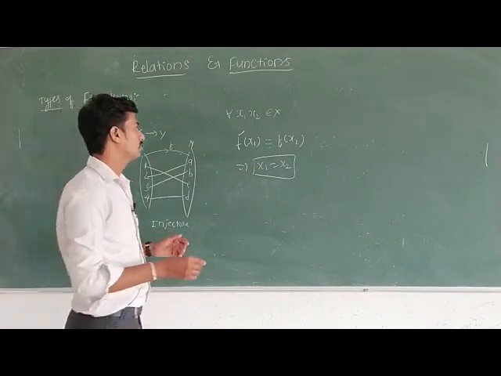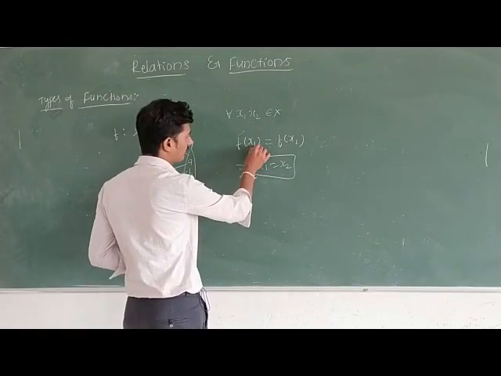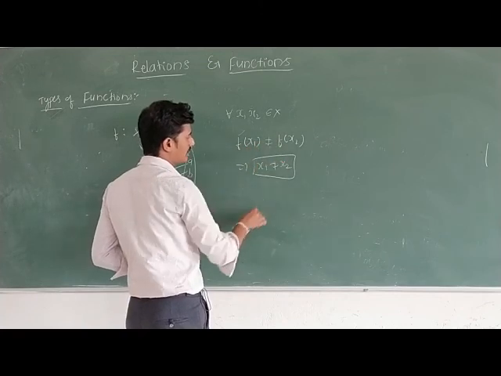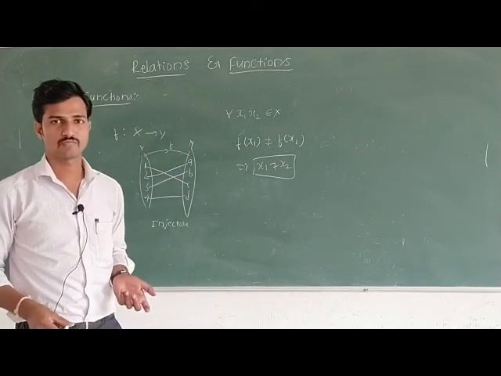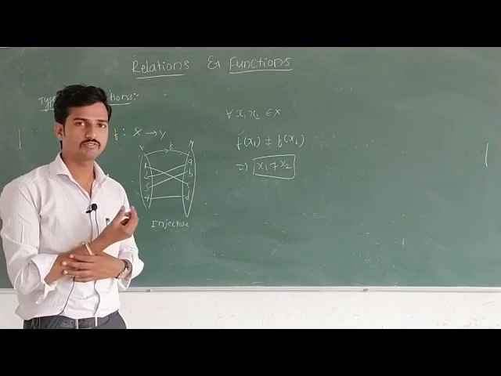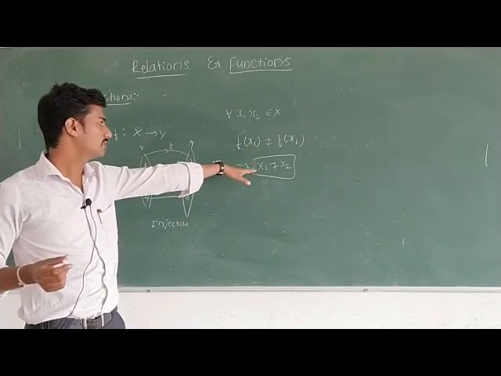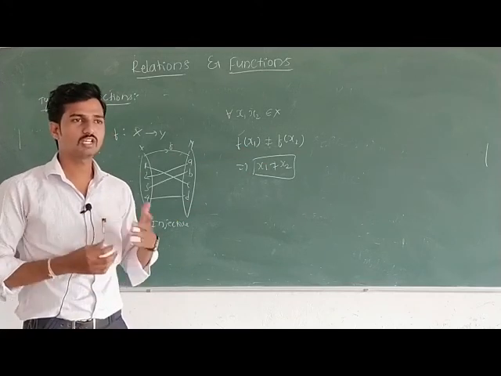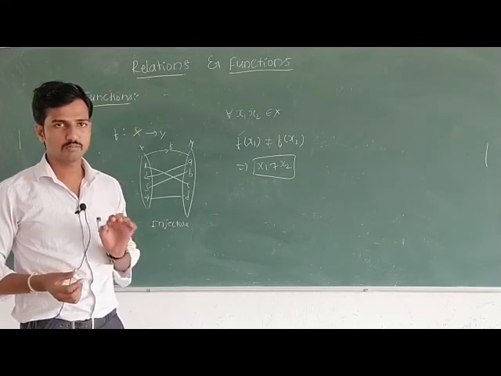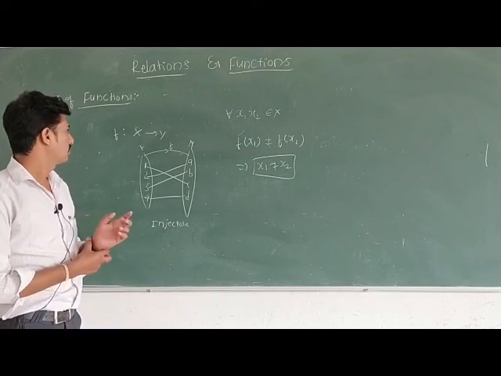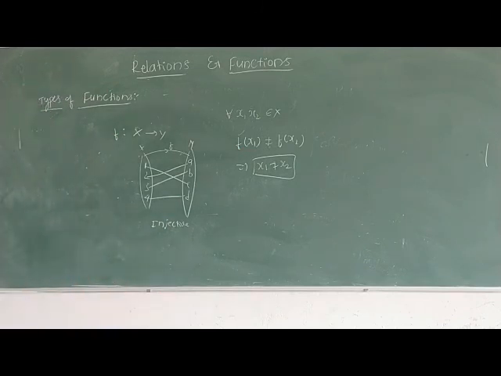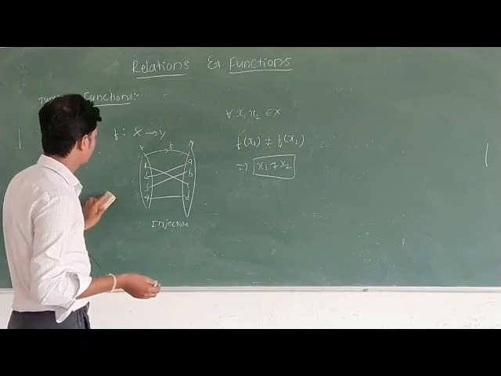Sometimes you can write it like this also: if f of x1 is not equal to f of x2, then x1 is not equal to x2. So we write this way also, but you should remember: f of x1 equals f of x2 implies x1 equals x2. The not-equal form will help you in entrance exams, but just keep it in mind. Now this is about one-one function, and next is onto function.